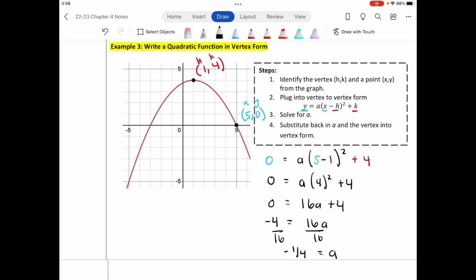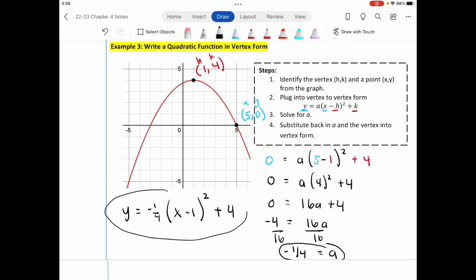Now we're ready for step number 4. We're going to substitute our a back into the vertex form of the equation along with our vertex. So we're going to have y equals a, which is now negative 1/4, times x minus 1, because that was the x coordinate of our vertex, squared, plus 4. Here is the equation to match the graph above.